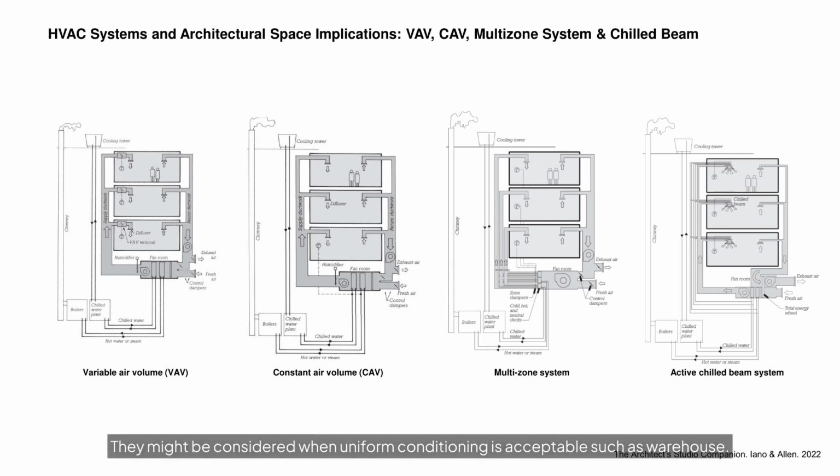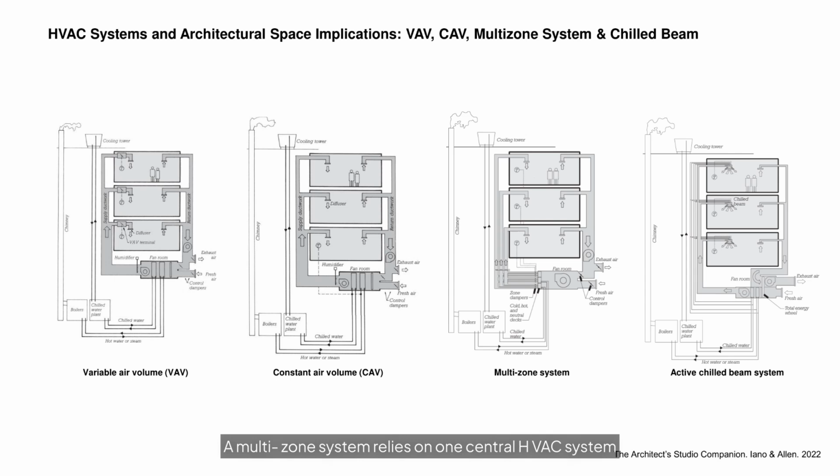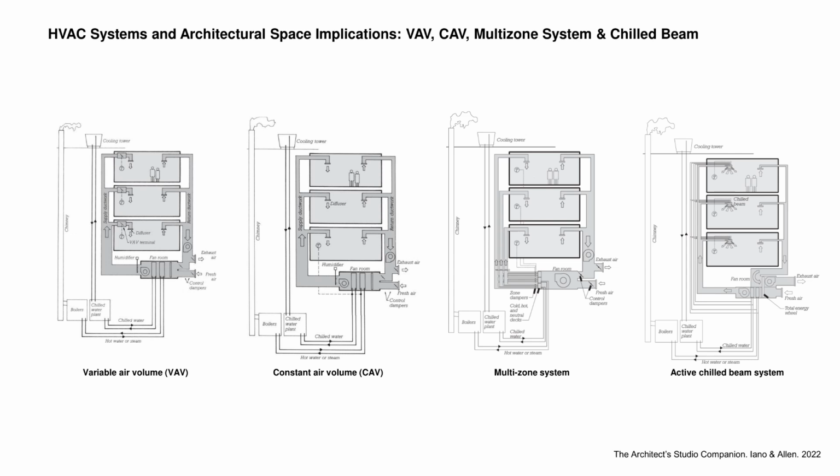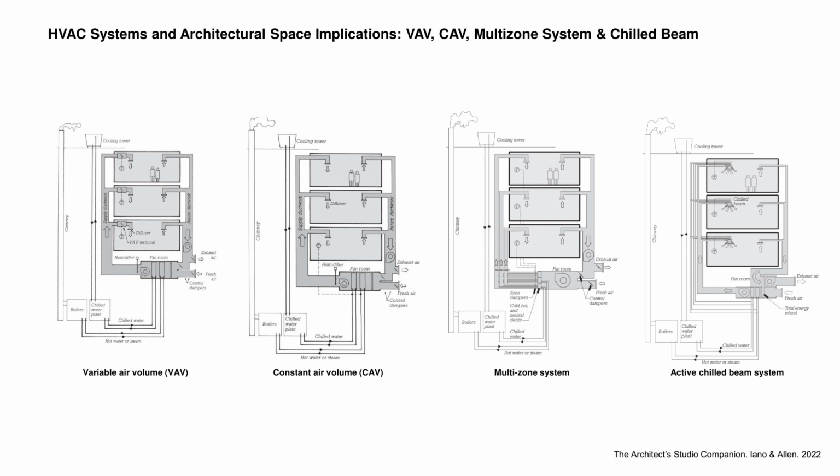A multi-zone system relies on one central HVAC system to serve different zones simultaneously, which becomes less efficient and takes up more space. Active chilled beams are a water-based system to condition the space coupled with air ventilation ductwork. It occupies less space than the previous air-based systems because water pipes are more energy-efficient distributors.